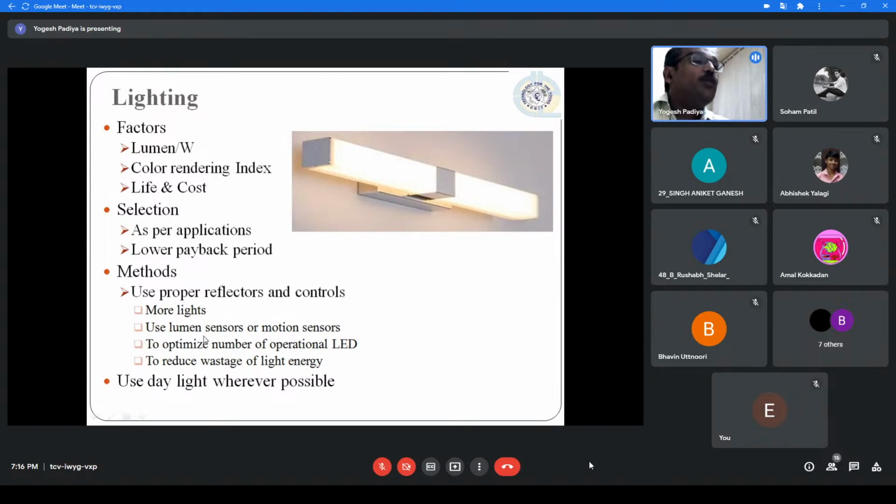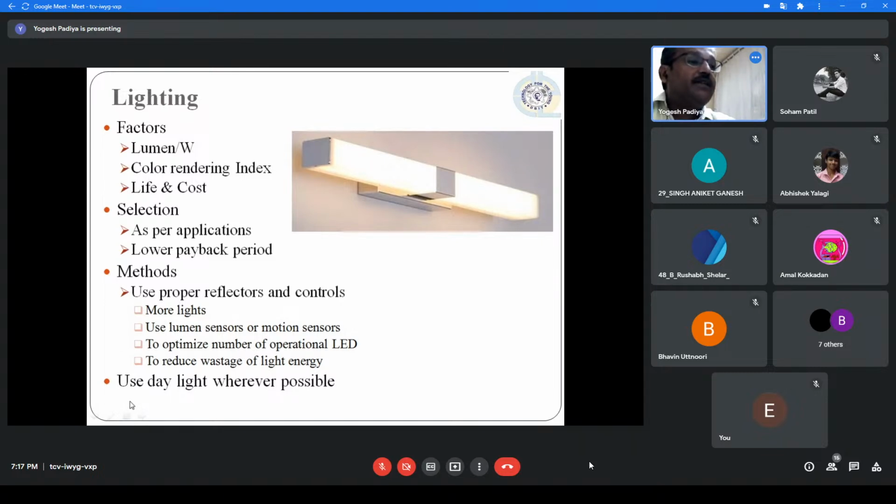Use lumen sensor or motion sensor. Sometimes it happens that lights and fans remain on without a person being available. So it is better to put them off. If you can't do it, put sensor-based controls. Because of this, light will be turned on and off depending on the requirement.